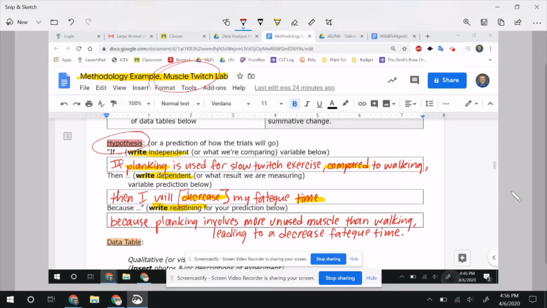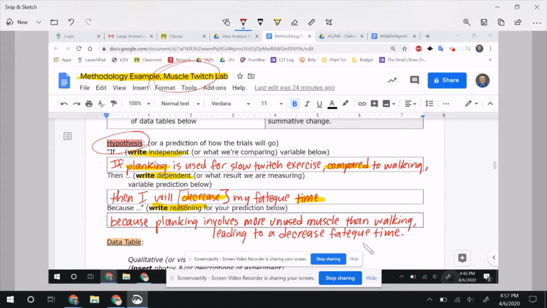All right. You'll notice I just jumped straight ahead to the ending here, but I've got: planking involves more unused muscle than walking, leading to a decreased fatigue time. Keep in mind, I misspelled fatigue on this. I'm not the best speller, that's certainly for sure. But you can see that you've got my rationale, connecting it back to my dependent prediction, a decreased fatigue time, which basically means I'm not going to last as long being able to plank compared to my ability to walk.